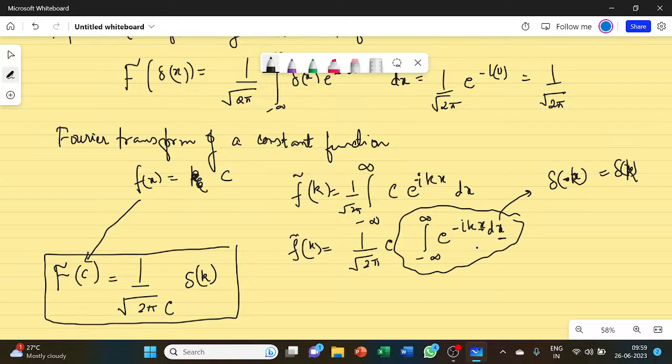Okay, I forgot one thing. I will have to write 1 upon 2 pi as well. Sorry, this will be 2 pi into this, and c will not come below, c will come here. So I'll get root 2 pi c and Dirac of k. One has to remember this particular thing. So the Fourier transform of a constant function is expressed in terms of the Dirac delta function. If anybody has got any problem, kindly let me know in the comments so that accordingly I'll proceed.